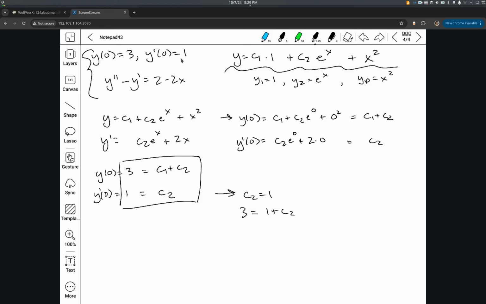And then plugging that into my first equation tells me that 3 is equal to c1 plus 1, because I already found c2, not c1. That's my mistake. Which means that c1 is 2. So my solution should be y is 2 plus c2 is 1 e to x plus x squared. And let's go ahead and plug that in and see if it's right.